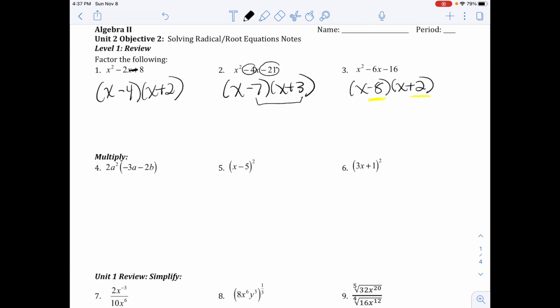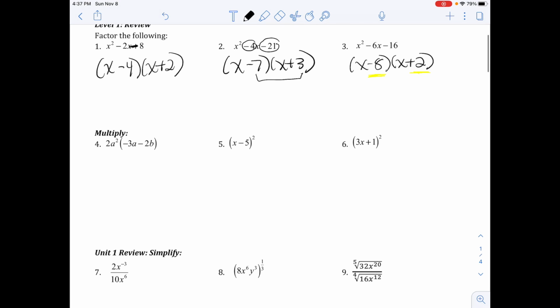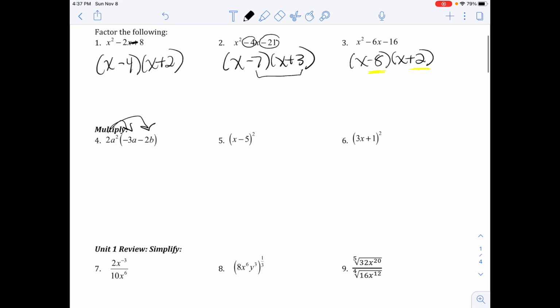Multiplying. For the multiplying, in the first one, we're just going to distribute, normal distributing, except we do have to review our rules of exponents. So negative 6, and that would give us a to the third minus 4a squared b.